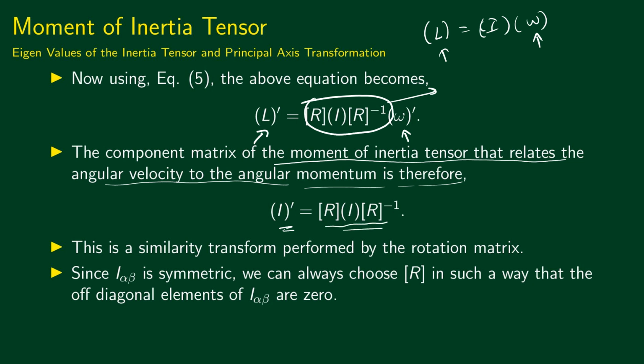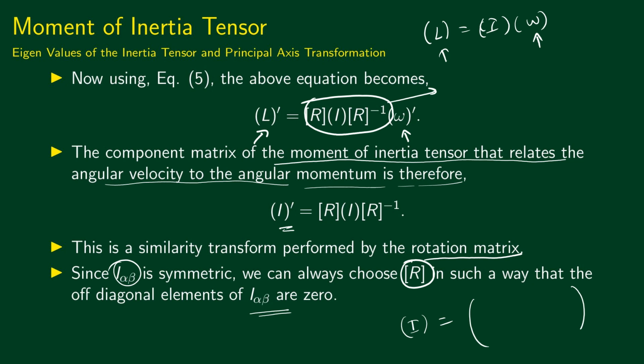Now this transformation is called a similarity transformation. This is the similarity transformation performed by a rotation matrix. Now since I alpha beta are the elements of a symmetric matrix, we can always choose the rotation matrix in such a way that the off-diagonal elements are zero. This procedure is called the diagonalization of a symmetric matrix. This means that we can always find a coordinate system in which the matrix representation of the moment of inertia tensor is a diagonal matrix.